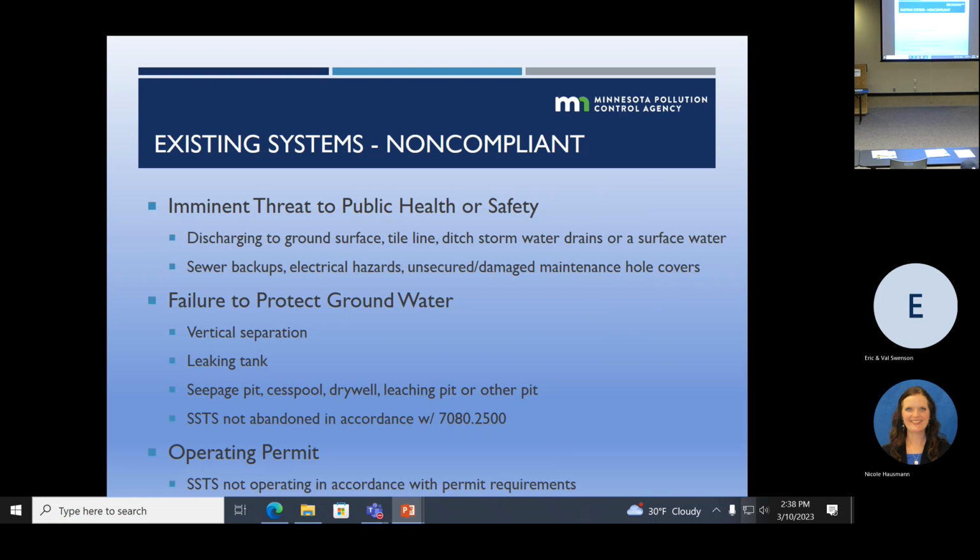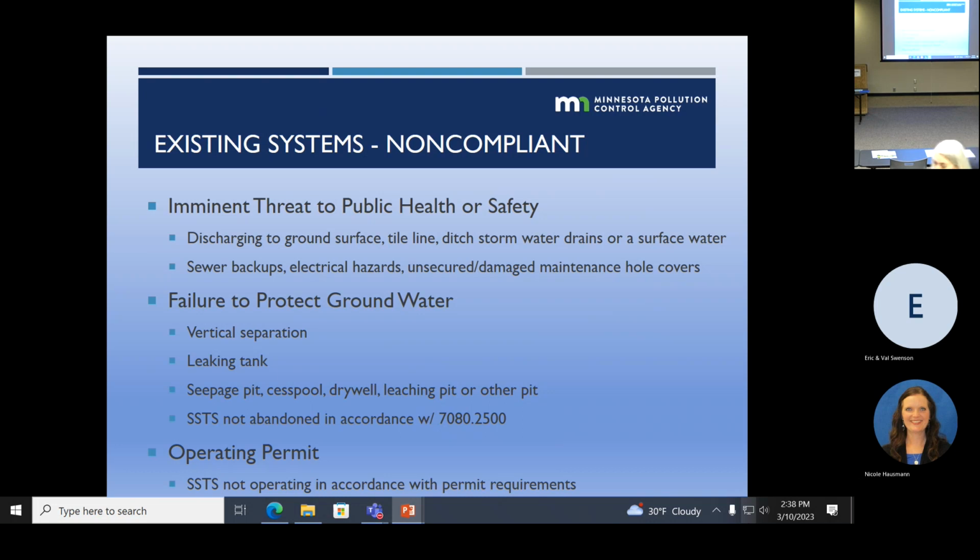All right. So compliance inspections, what are you trying to figure out? You're trying to figure out, is it pass or fail? I mean, it's really simple, right? Yes or no, is it good or bad? And so we have these categories that are in rule: imminent threat, failure to protect, and then there's this third one that doesn't get talked about a lot, but that's when you're not in line with your operating permit, right? Those are your three options for failure.